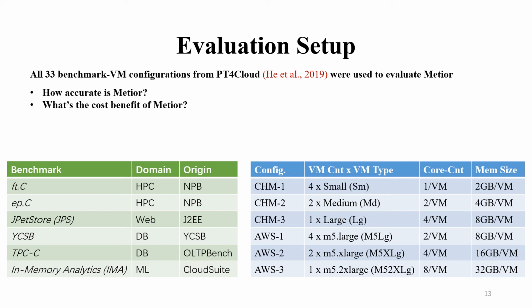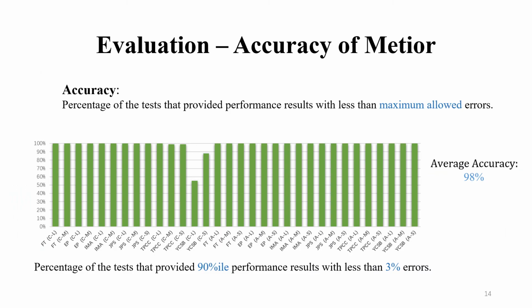We evaluate Mateer to answer the following two questions. First, how accurate is Mateer, and second, what's the cost benefit of Mateer? On the two tables are the benchmark domains and the VM configurations of the PT4Cloud dataset. First, we evaluate the accuracy of Mateer. We define the accuracy as the percentage of the tests that provided performance results with less than the maximum allowed error. In this evaluation, we use 90th percentile performance as the target single point estimate and 3% as the maximum allowed error. We can see from the graph that Mateer is very accurate. It has an average accuracy of more than 98%.